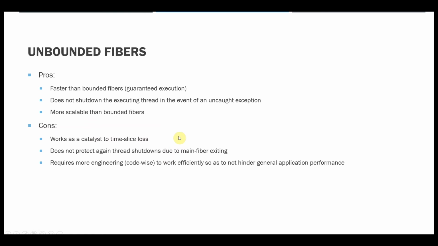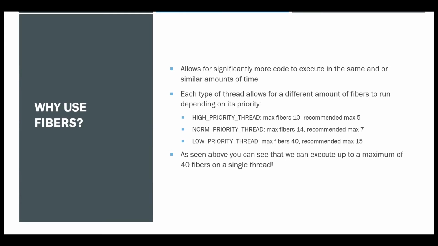So when it comes to cons, it works as a catalyst to time slice loss. So let me talk about that for a second. If you guys remember a couple slides back, I was talking about the maximum amount of fibers you can execute per thread priority. And these numbers were derived basically from the time slices that I afford to each thread. So with high priority threads, the time slice is 100 milliseconds. The normal priority has a time slice of 70. And then I think low priority is like 25. I don't remember, but it's really low.